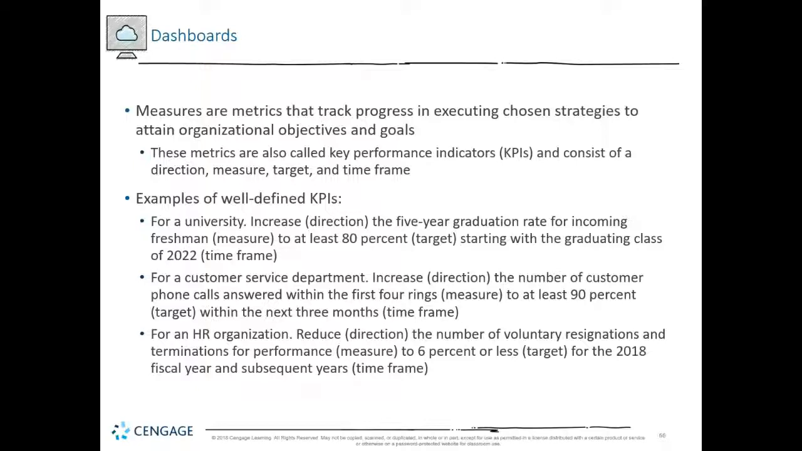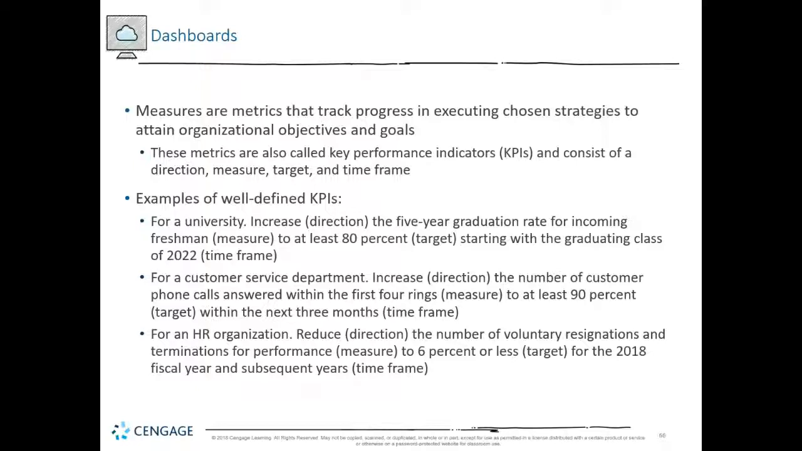Examples of well-defined KPIs. For a university: increase (direction) the 5-year graduation rate for incoming freshmen (measure) to at least 80% (target), starting with the graduating class of 2022 (time frame). Customer service departments: increase (direction) the number of customer phone calls answered within the first 4 rings (measure) to at least 90% (target) within the next 3 months (time frame).